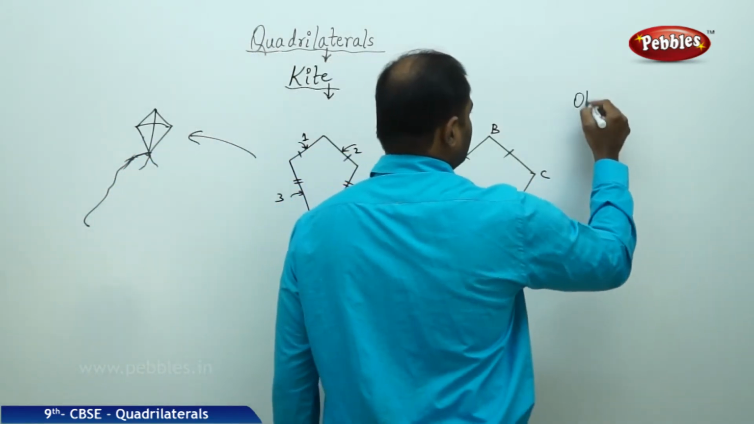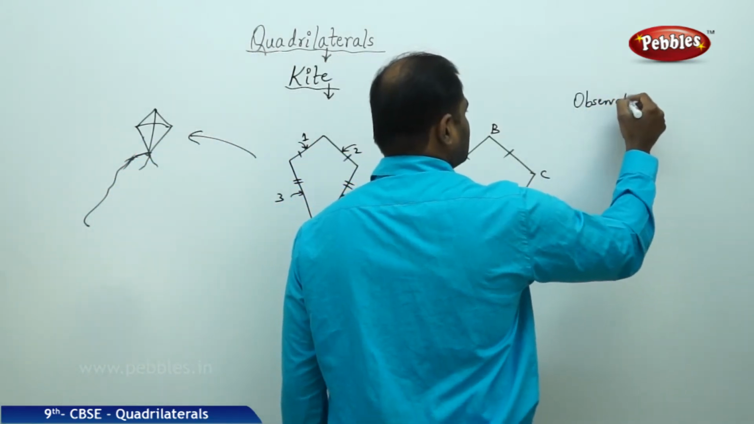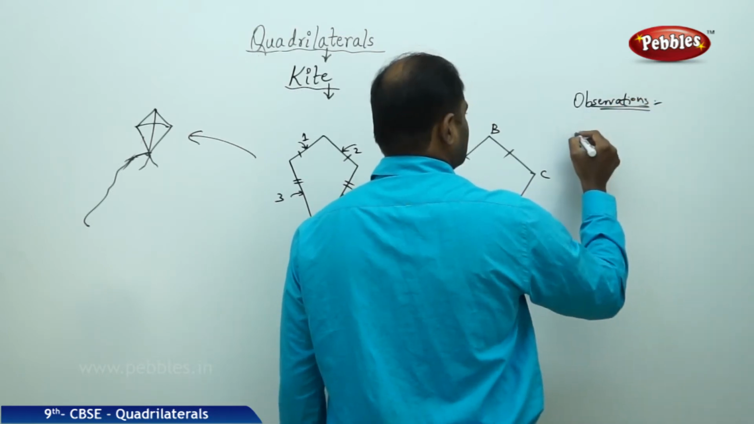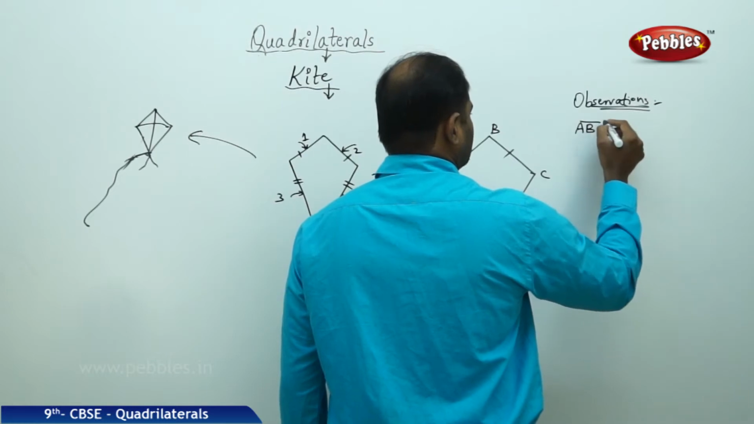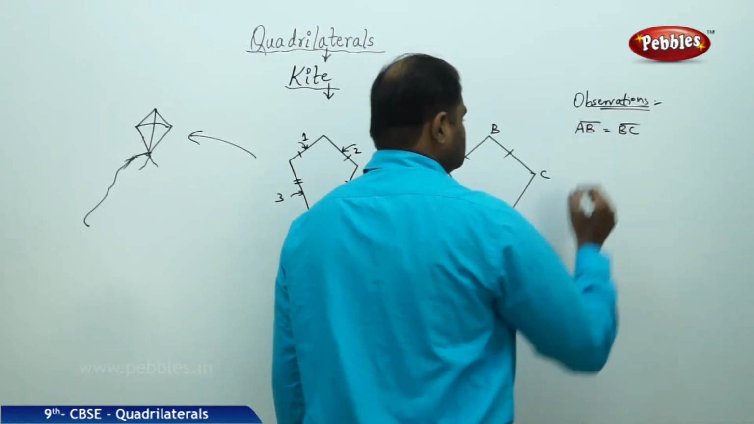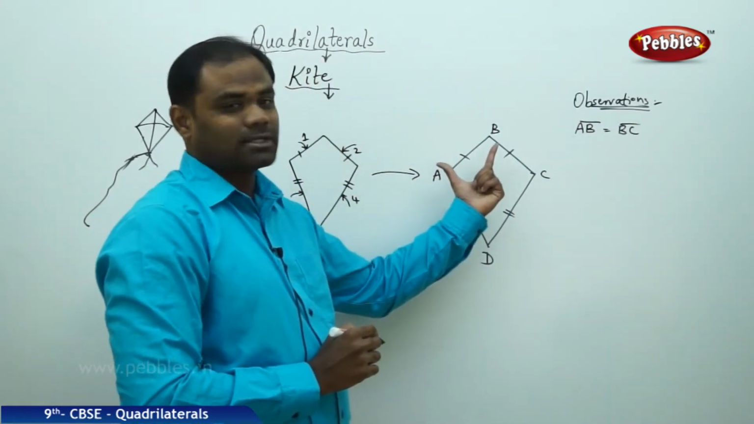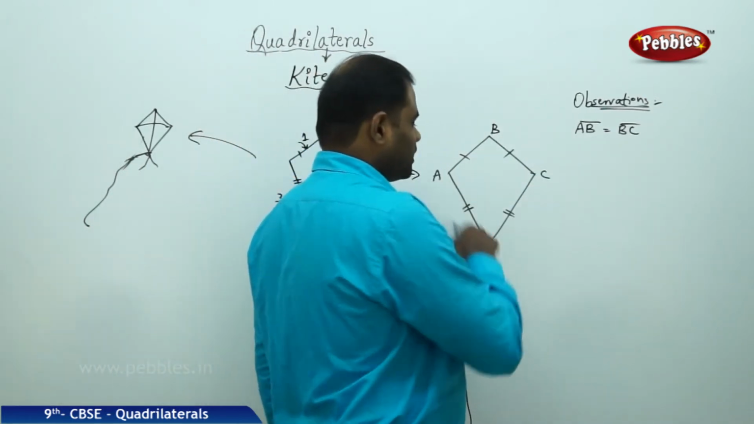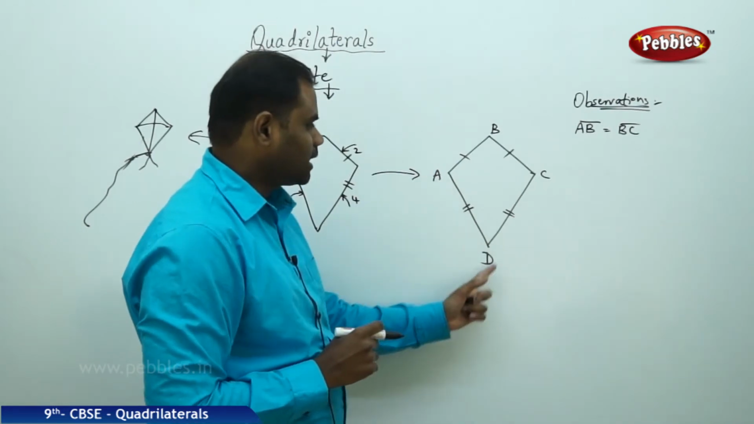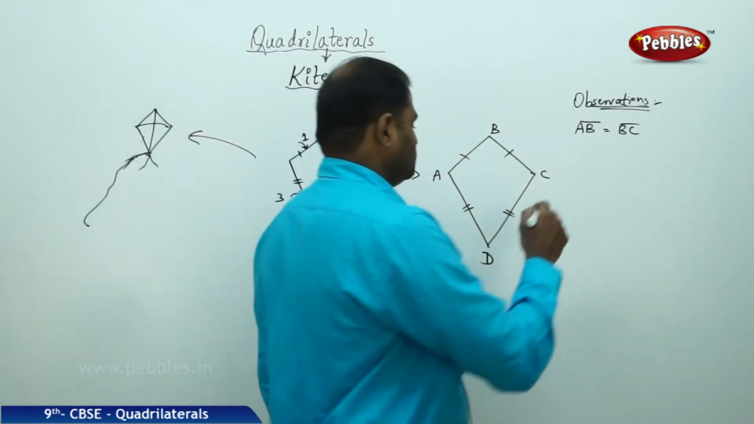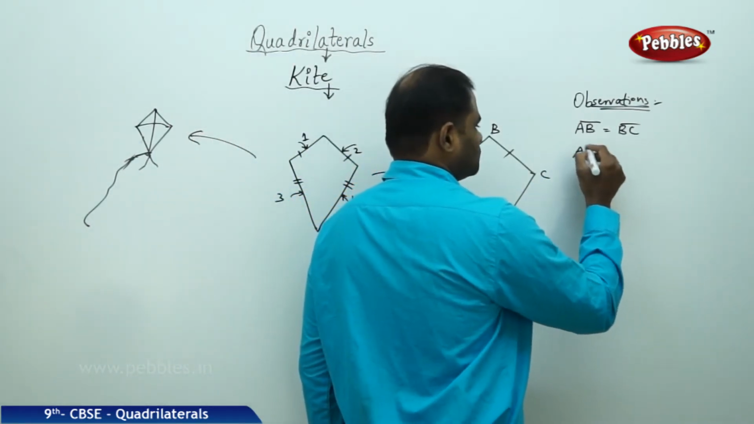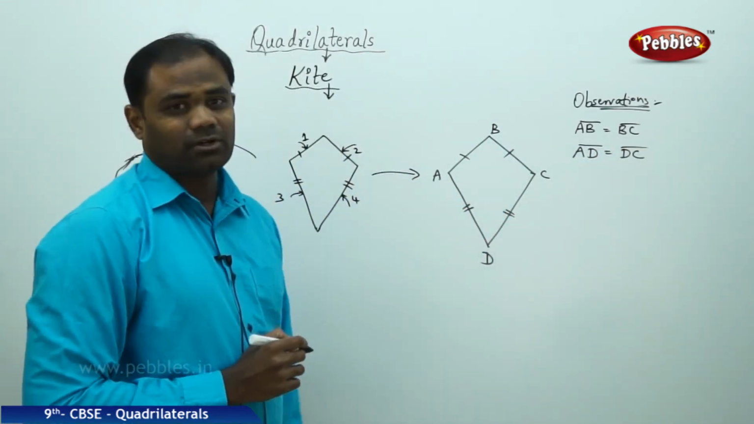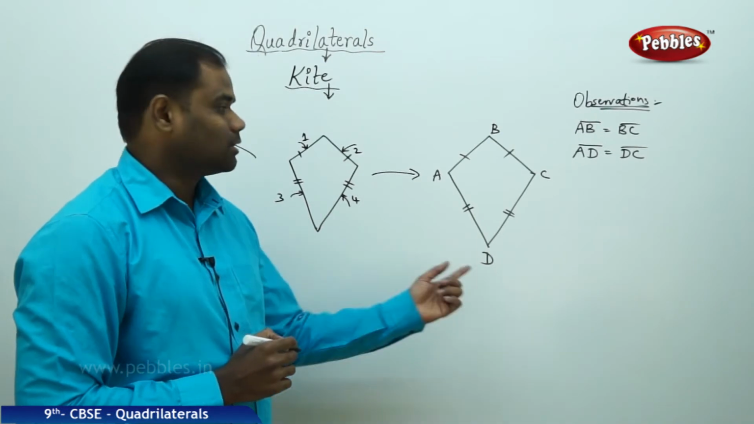So here my observations are that AB equals BC. One pair of adjacent sides are AB and BC, which are equal, and the other pair of adjacent sides AD and DC are also equal. Such a quadrilateral form is called a kite.